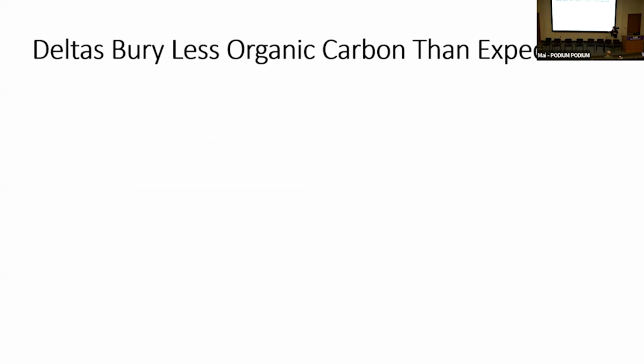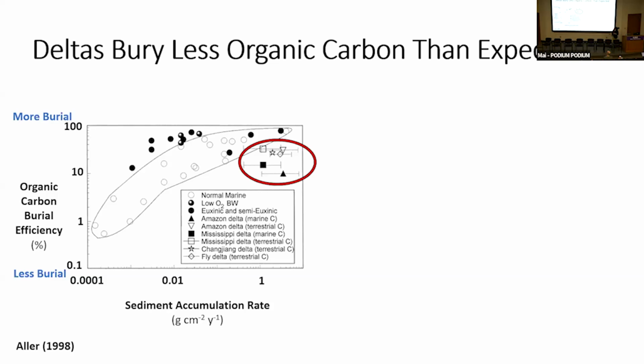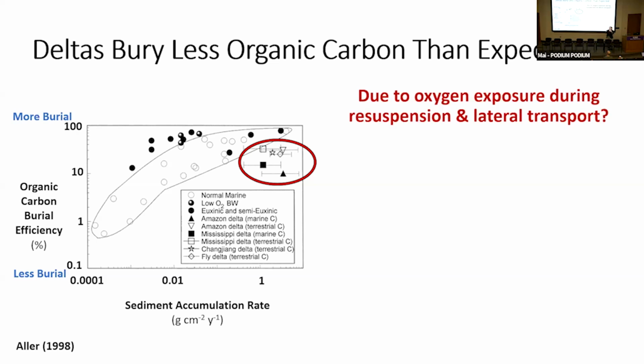And this is, however, you have this group of sites here, that's the deltas, right? So you have half an order to an order of magnitude less carbon burial efficiency compared to these other sites in the ocean. And this is thought to be due to repeated cycles of resuspension and lateral transport that expose this organic matter to oxygen in something called the suboxic fluidized bed reactor.